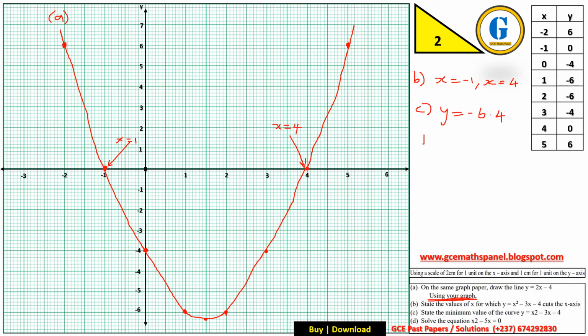Then D, they said you should solve the equation x squared minus 5x equals 0. They said using your graph. So I cannot go and draw another graph, otherwise they'll not give me the mark. So what I have to do is see how I can modify this equation to look like this one. The original equation that we have here is x squared minus 3x minus 4 is equal to 0.